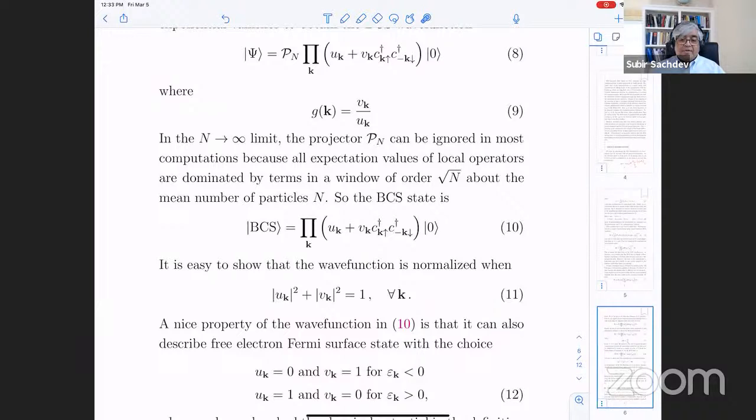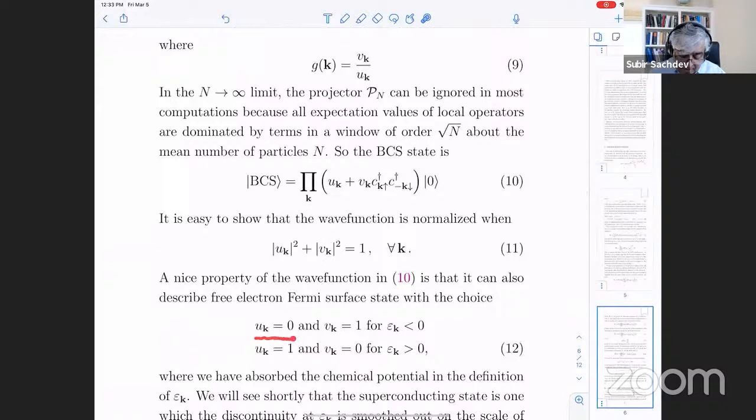Another beautiful thing about the BCS wave function is that we can also reduce it to the wave function of a Fermi liquid. Suppose I took u_k as zero and v_k as one inside the Fermi surface, and u_k is one and v_k is zero outside the Fermi surface. Then what will I get? Well, you can just see that for this case, BCS becomes the product over k less than k_F, or epsilon_k less than zero, of c dagger k up, c dagger minus k down acting on the vacuum. And that's just the filled Fermi sea of up and down particles.